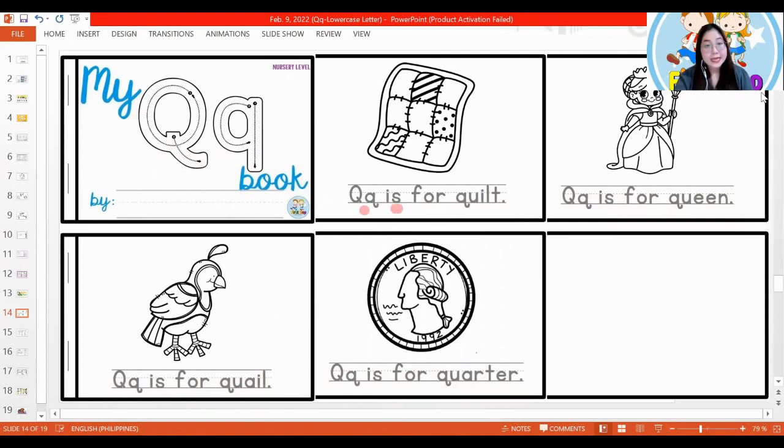Q is for quilt. Q is for queen. Next one, Q is for quail. Last page. Q is for quarter. Very good. Good job. So let's see what we have for the next page.